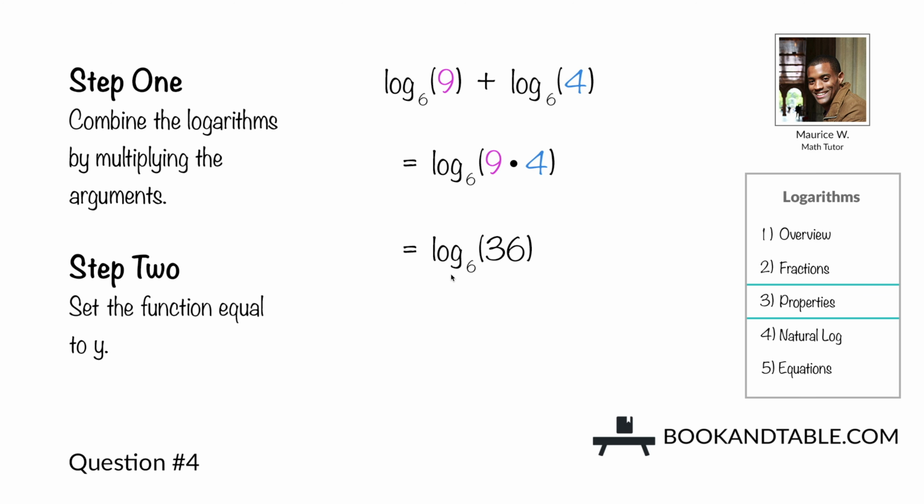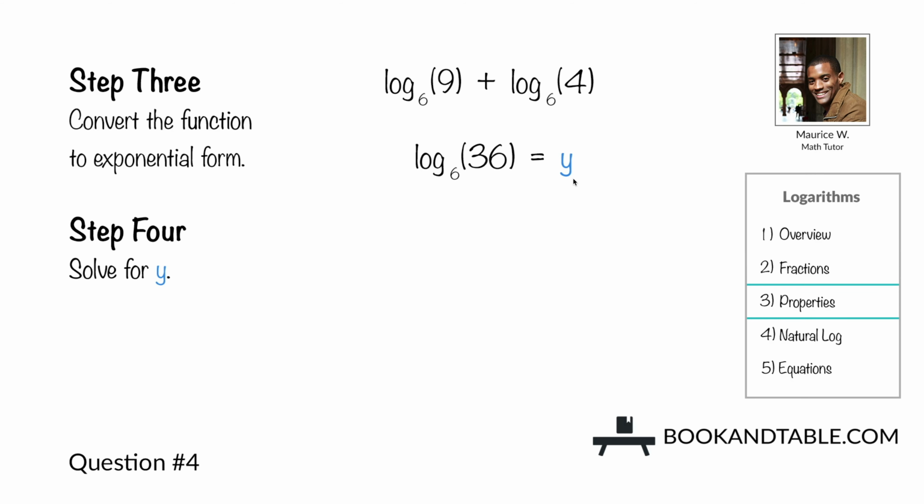So step 2, we want to set this logarithmic function equal to y. So we get log of base 6 of 36 is equal to y. And now we can convert this to exponential form. So we take our base of 6, raise it to a power of y, and set that equal to the argument 36, giving us 6 to a power of y is equal to 36. And we want to change 36 to its equivalent, 6 squared. And now that they have the same base on both sides, we see that their exponents are equal to each other, showing us that y is equal to 2.